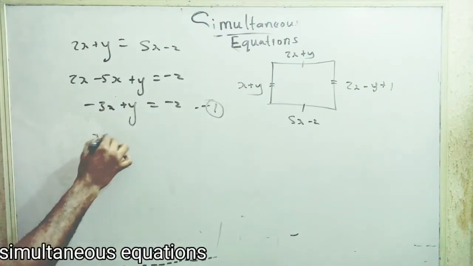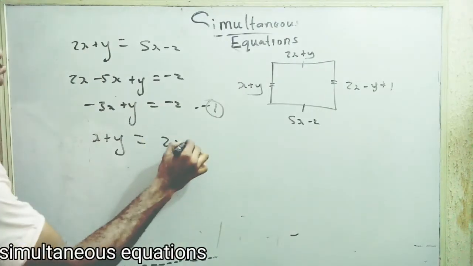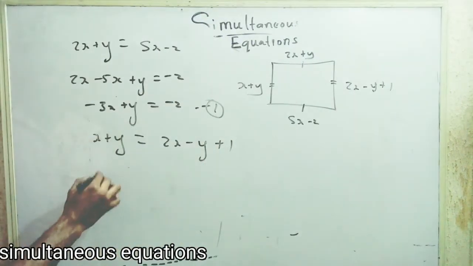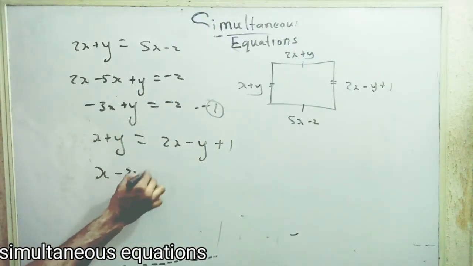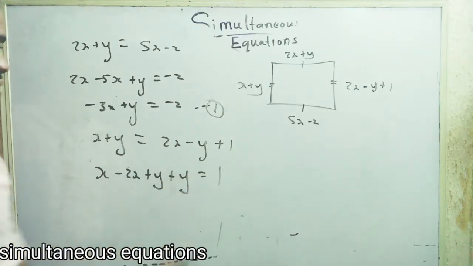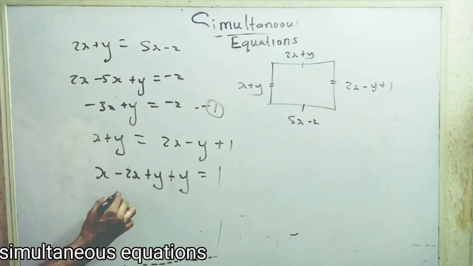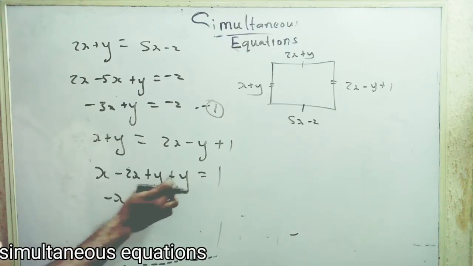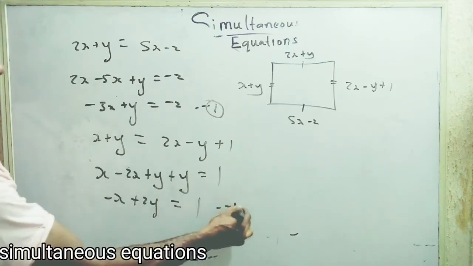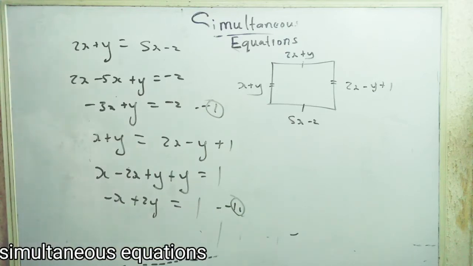Equate these opposite sides as well. So I have x plus y is equal to 2x minus y plus 1. Move the x and y over. I'm going to have x minus 2x plus y plus y equals 1. So x minus 2x will give me minus x, and y plus y will give me plus 2y, equals 1. I'll label this equation 2 as well.